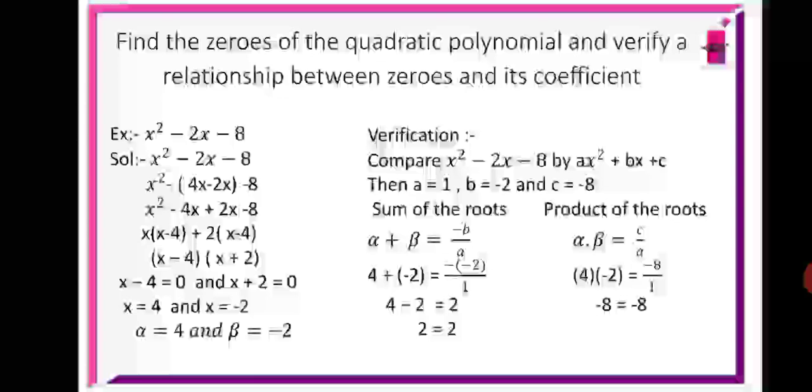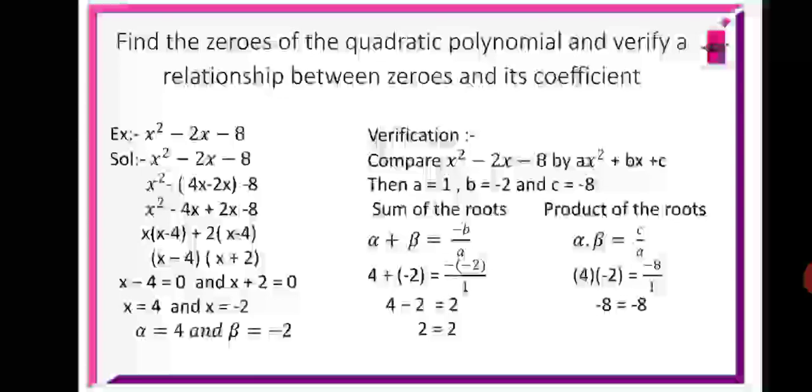So we are going to verify. Now compare x square minus 2x minus 8 with ax square plus bx plus c, which is the standard form of a quadratic polynomial. Now a is 1, b is minus 2 and c is minus 8. Remember, the signs are for coefficients, not for variables. Whatever sign is present between two terms is the coefficient's sign, not a variable's sign. So a value is 1. Here x square minus 2x is there, so b is minus 2 and the constant term is minus 8.